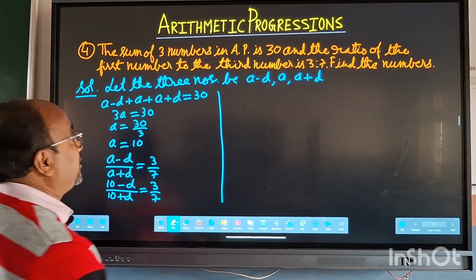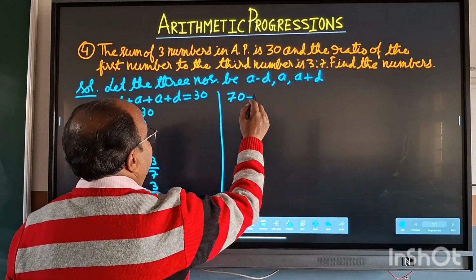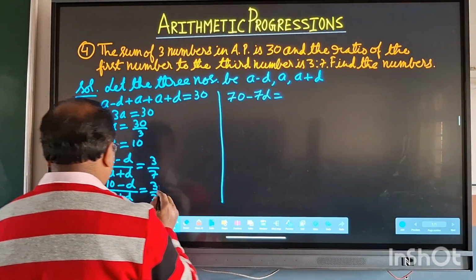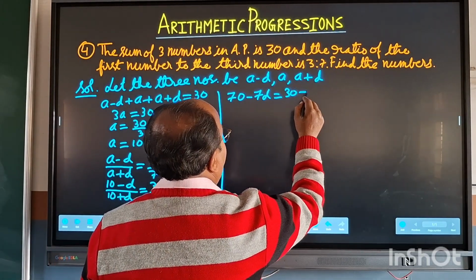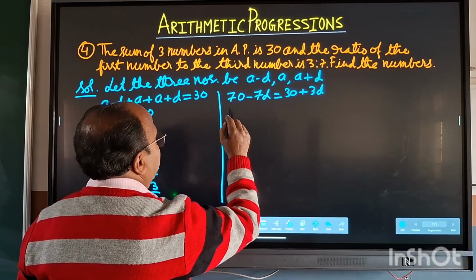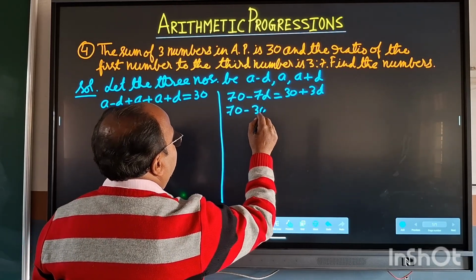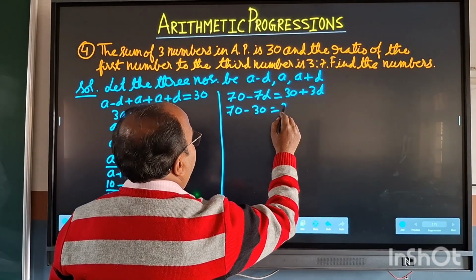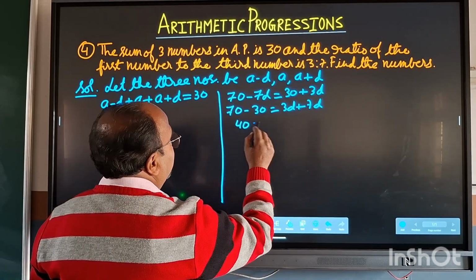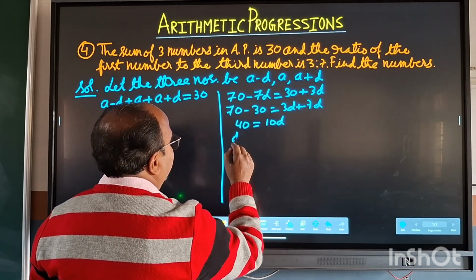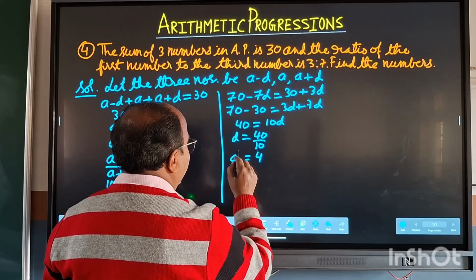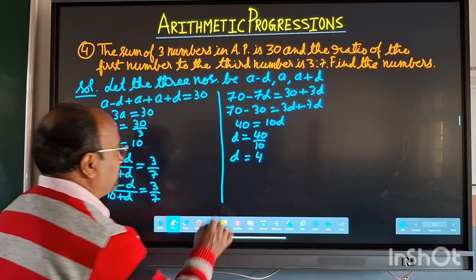So 7 goes and gets multiplied here. 7 into 10 is 70, 7 into minus D is minus 7D, equals 3 multiplies here, 3 tens is 30 plus 3D. So I'll bring 30 this side, and take 70 that side because it is in minus. So 70 minus 30 is equal to 3D plus 7D. This comes to 40, and this is 10D. So D will be equal to 40 by 10, that is equal to 4. So now you know the D value also. So I can find the numbers now.